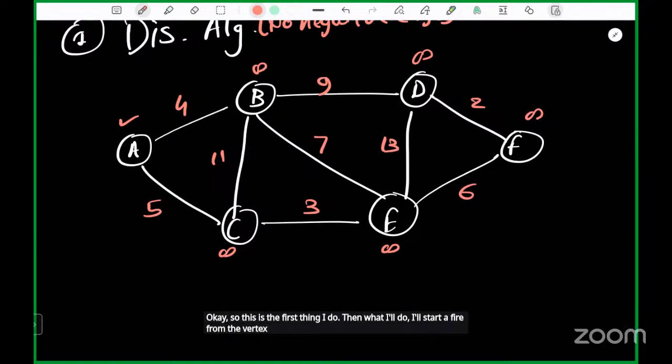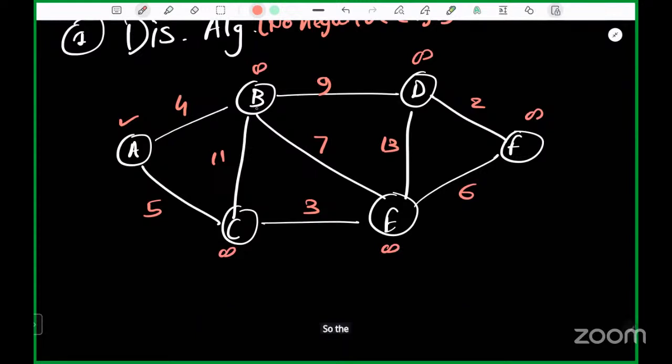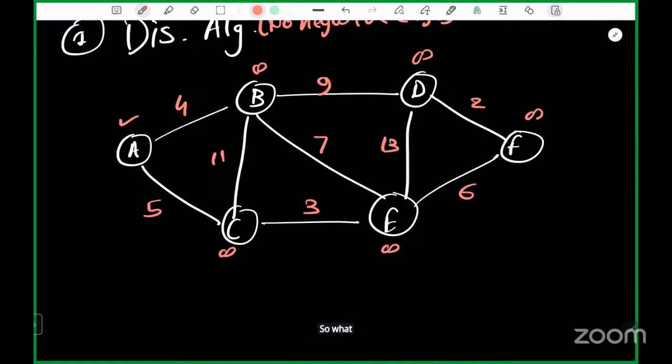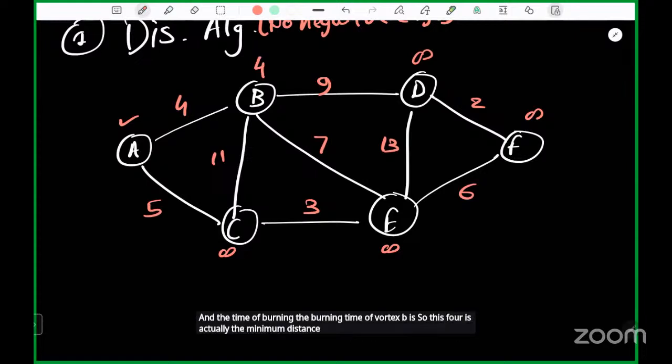So now the fire is expanding in every direction. The fire will take 4 minutes to reach vertex B and 5 minutes to reach vertex C. So what will be the next vertex which will get burned after the vertex A? B, right? And the burning time of vertex B is 4. So this 4 is actually the minimum distance from the vertex A to vertex B.